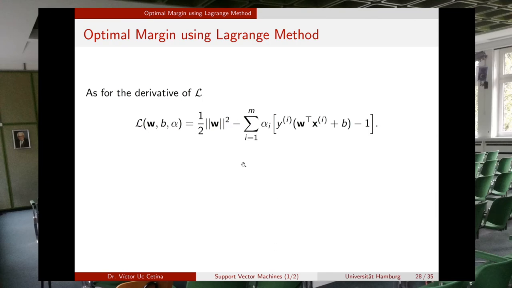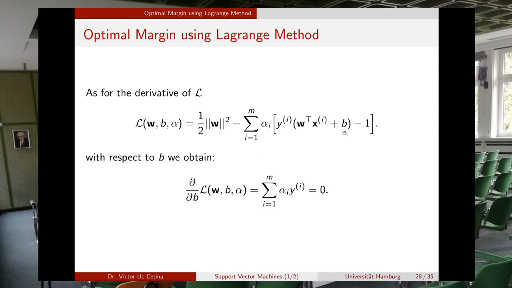Okay, now we need to compute the derivative, or the partial derivatives, with respect to b. This is simpler because only this term will contain b, and this b is multiplied by alpha and by y here. When you compute that partial, you end up only with alpha_i and y_i for every point in your data set. And then of course we need to make that equal to zero.